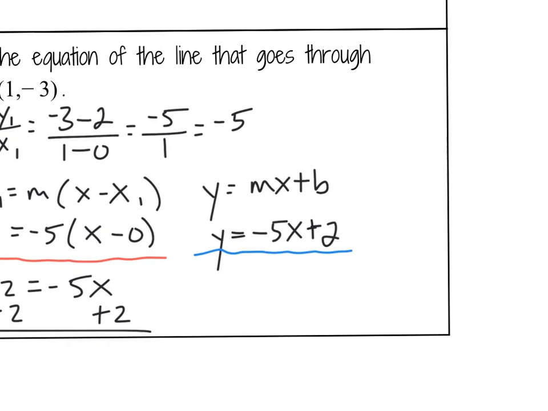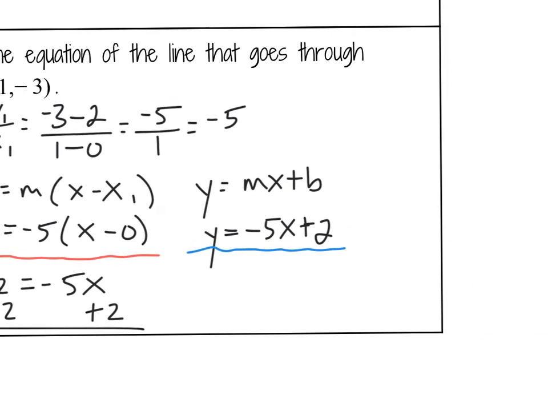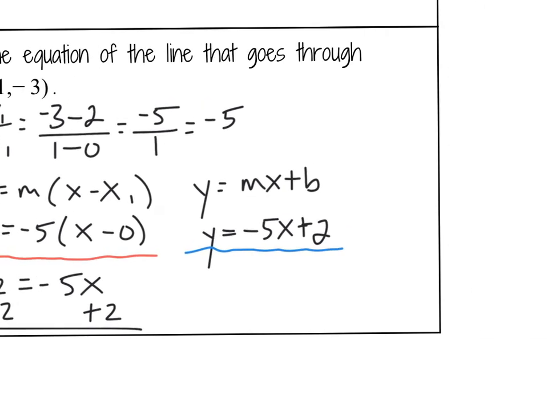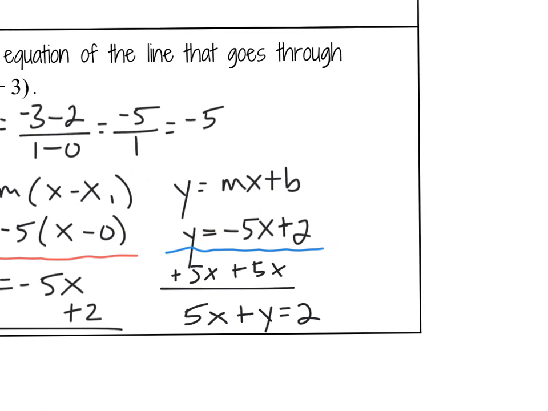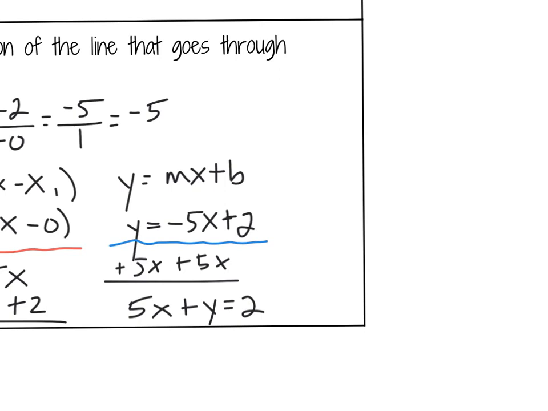There is yet a third option if you so desire. I don't imagine that most of you will want to go this far, but it is here if you are interested. Standard form would add the 5x to both sides, leaving you with 5x plus y equal to positive 2. And remember that your standard form, of course, is ax plus by equal to c, which would mean that this fits now, 5x plus y equal to 2, and that would be an acceptable third form.